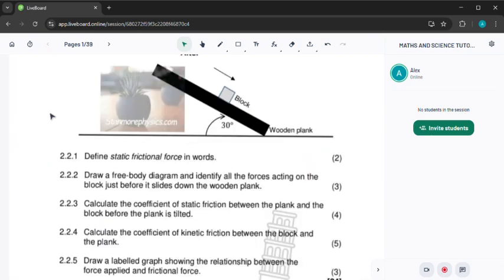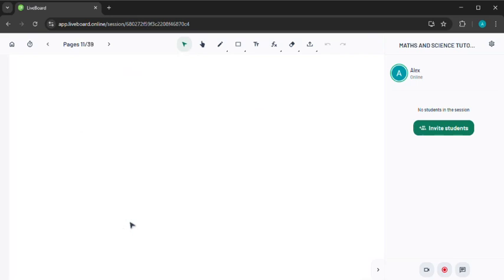And then the last question, which is saying draw a labeled graph showing the relationship between the force applied and the frictional force. So when you're talking about frictional force, obviously you have to include things like static frictional force and also kinetic frictional force. Right, so what is the relationship between the force applied and the kinetic frictional force and also the static frictional force? Let's represent this graphically because that's what they want, right? So it's 2.2.5.